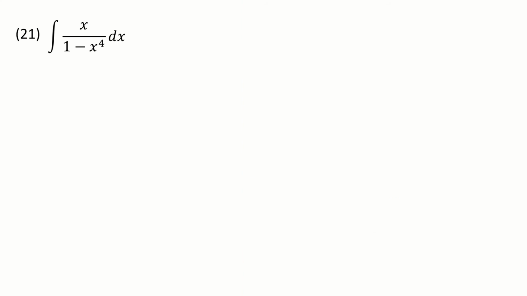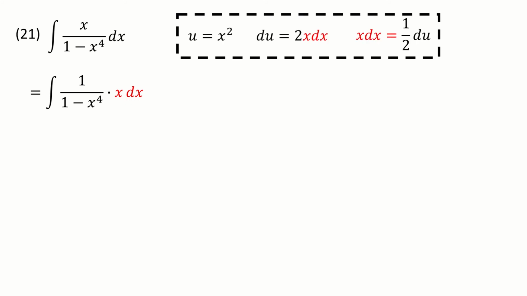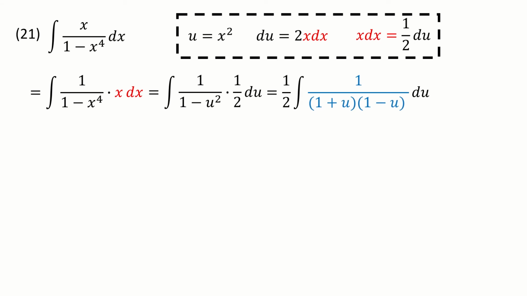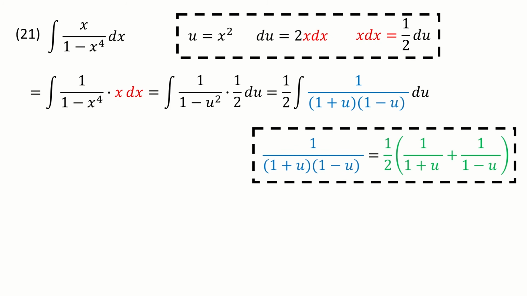Let's look at problem 21. So we need to deal with this fraction integral. And we can see for the numerator, the power index is 1, which is odd, so we rewrite it into this way. Then we can use the substitution. So we let u equals x squared, and du equals 2x dx. Then we just plug in. So we got an integral with respect to u. Then we factor it.